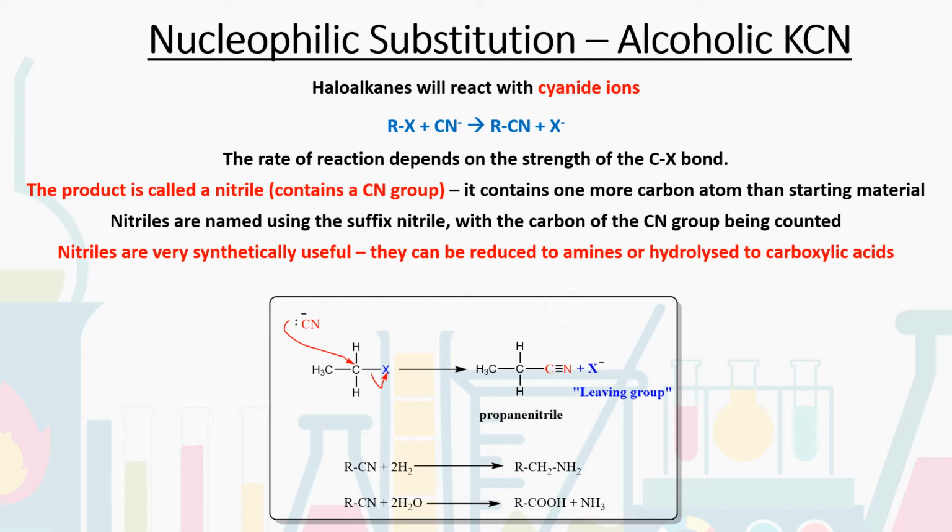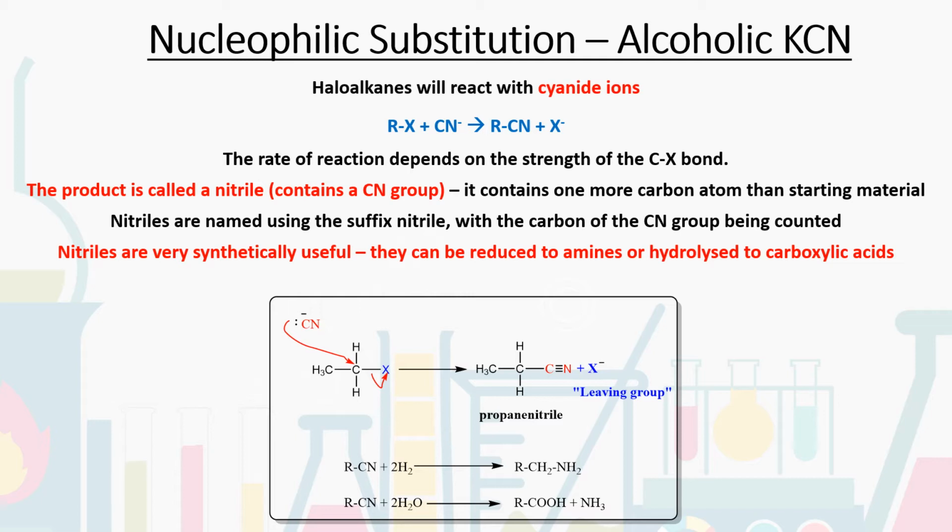And again, the rate of reaction depends on the strength of the CX bond. The product is the nitrile. And the key thing is that it contains one more carbon atom than the starting material. So it's useful in industry because we can increase our carbon chain length by doing this nucleophilic substitution reaction using a cyanide anion. So if you ever see a question where the product has one more carbon in than the reactants did, we've used a cyanide anion to do this. Now nitriles are named using the suffix nitrile, and the carbon of the CN group is counted.